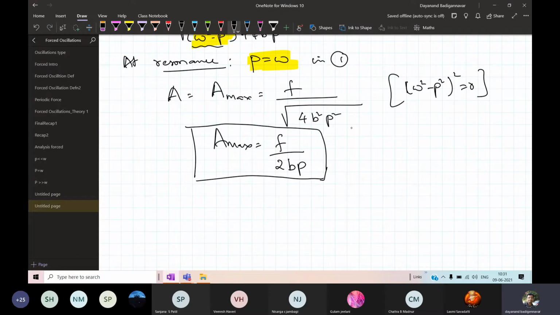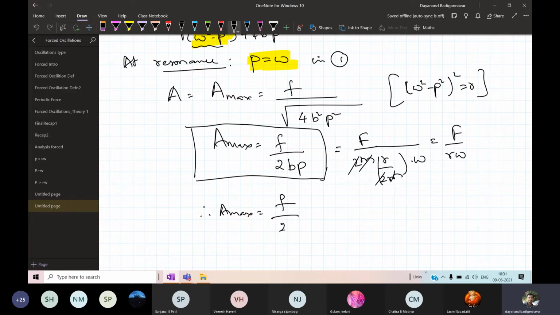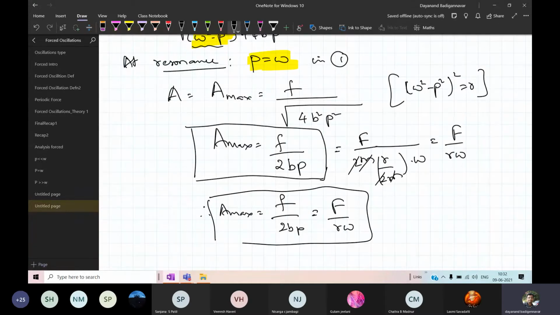Now here, you can also write this as F by M. I can write B as R divided by 2M, and P is equal to omega. So this gets cancelled, and the 2 gets cancelled. So I can write F divided by R omega. Therefore, A maximum is equal to F divided by 2BP, that is equal to F divided by R omega, which is the maximum displacement.